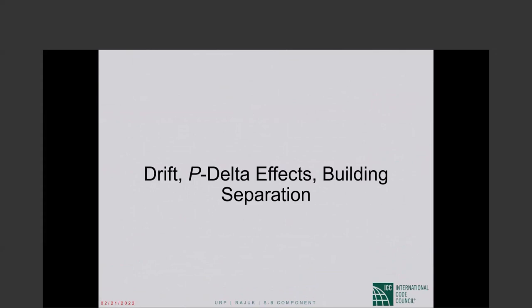Okay, so that brings us to the first set of topics: drift, P delta effects, building separation. Everything in today's presentation is ASCE 7 material as adopted by the IBC. I mentioned previously that the seismic design provisions of BNBC 2020 are those of ASCE 7-05.